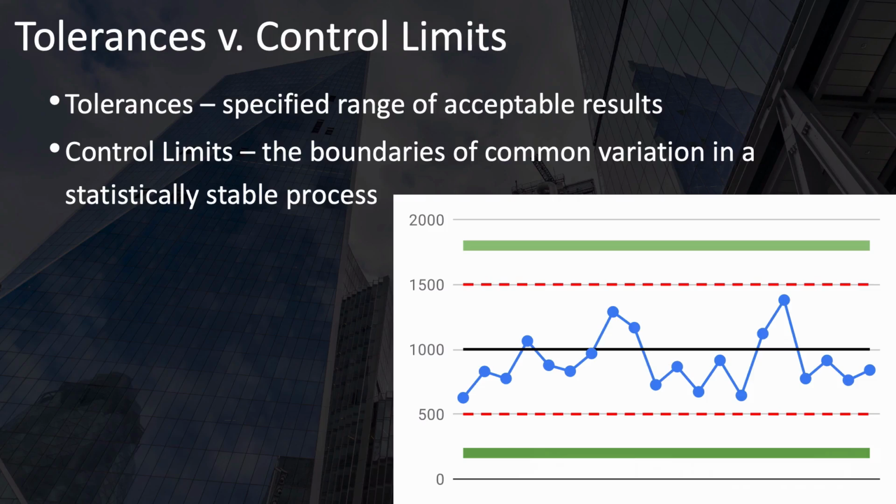The control limits, on the other hand, are these dashed red lines, and they're the boundaries of common variation in a statistically stable process, meaning that if a process is in statistical control, then all of the samples will appear within these red lines. Ideally, you'll design and engineer your processes so that the natural control limits of your in statistical control process are within the tolerances specified by your stakeholders.